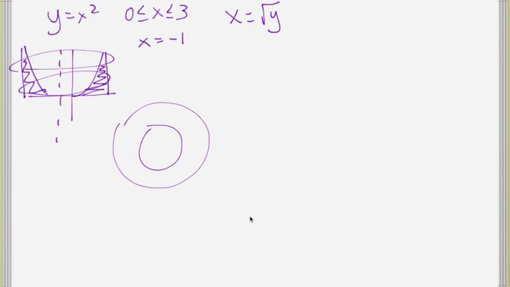Why do you want to solve for x? Because our circles are stacking up along our y-axis, so we're going to want y's in our problem.